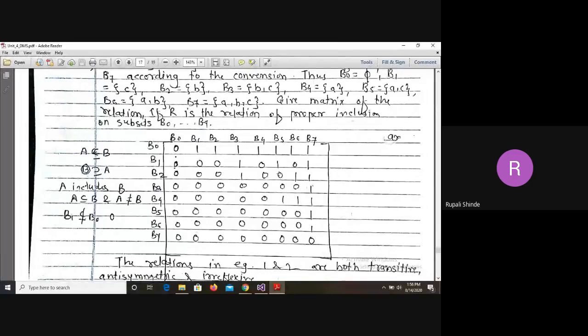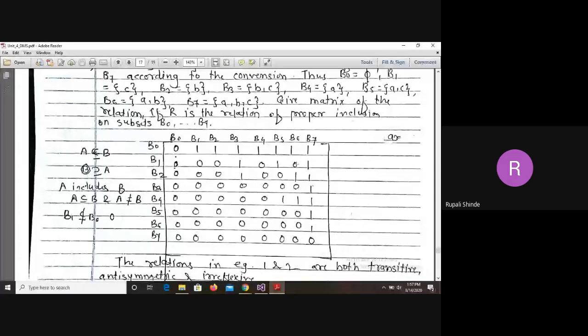Now next one is B1, B5. B1 is equal to set C and B5 is equal to set A, C. So here we can say that B1 is a subset of B5 and B1 is not equal to B5. That's why this is a proper subset of B5. So we have to mark here as 1. Now next ordered pair is B1, B6. B1 consists of set C and B6 is set A, B. So again B1 is not a subset of B6 because C is not present here. So we have to mark this one as 0.